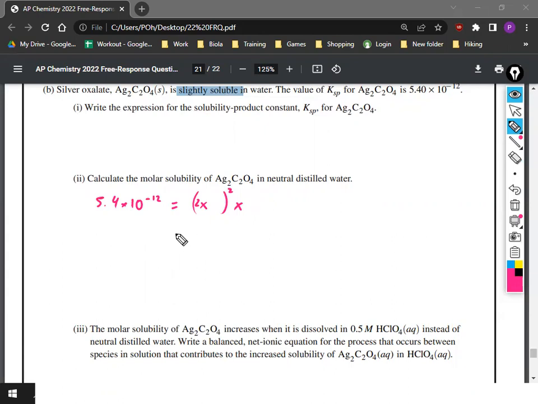Okay, so I'll give you guys the answer. If you guys want to punch into your calculator just to see if you can get it, it's gonna be 1.11 times 10 to the negative 4. The key here is you got to square this, so it'll be 4x squared times x, so 4x cubed will be what's on the right side.